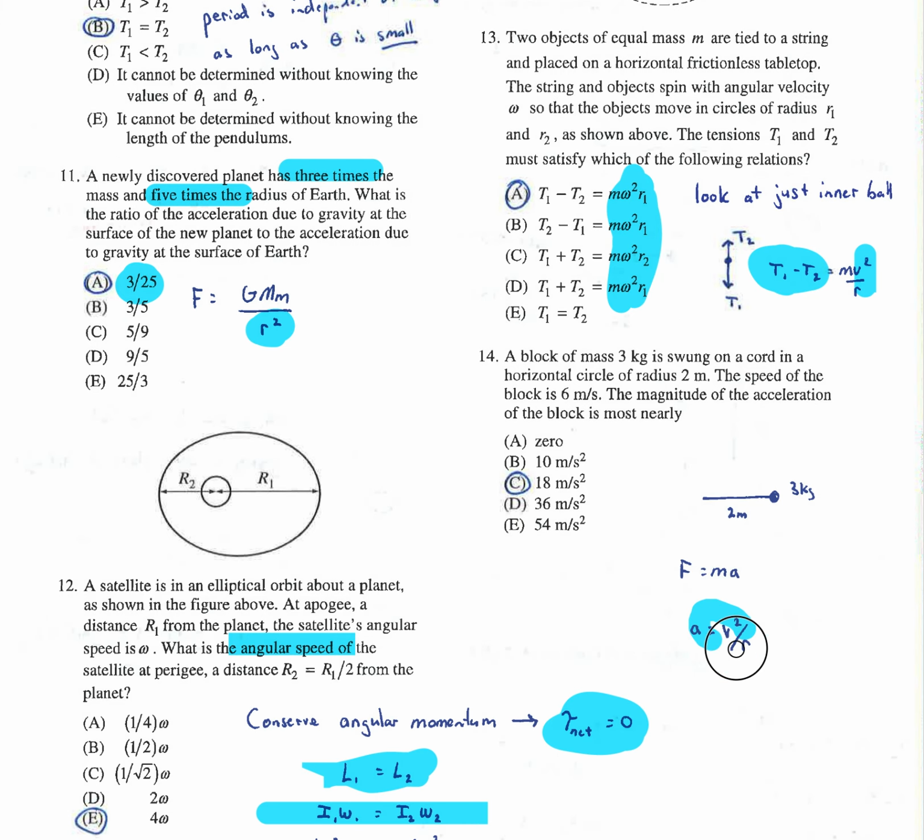This is just v squared over r. They're just asking for the acceleration of a block moving in a circle. Just knock it out. V squared over r, done.